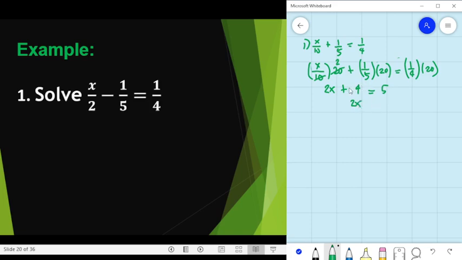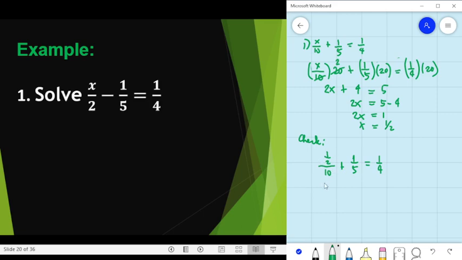Okay, subtracting both sides by 4 to make this 4 be 0. So 2x would be equal to 5 minus 4. So 2x therefore is equal to 1 and x is equal to 1/2. Okay, so therefore the value is 1/2. After solving the equation, we are now going to substitute the x to check our solution, if it is correct. So replacing the x with 1/2, it should be equal to 1/2 over 10 plus 1 over 5 is equal to 1/4.